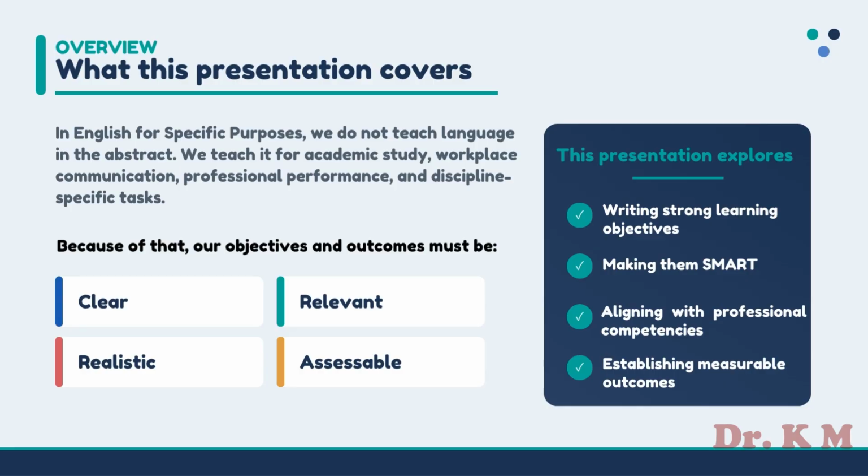We teach language for different reasons: academic study, workplace communication, professional performance, and discipline-specific tasks. Because of that, our objectives and outcomes must be clear, relevant, realistic, and accessible. This presentation will explore how to write strong learning objectives, how to make them SMART, how to align them with professional competencies, and how to establish measurable outcomes that truly reflect what learners need to do in real ESP contexts.